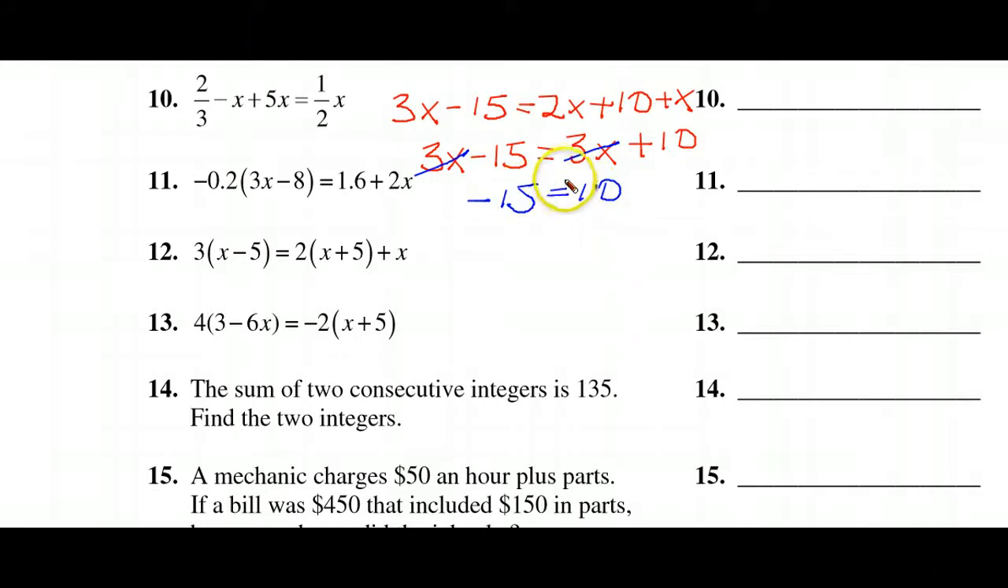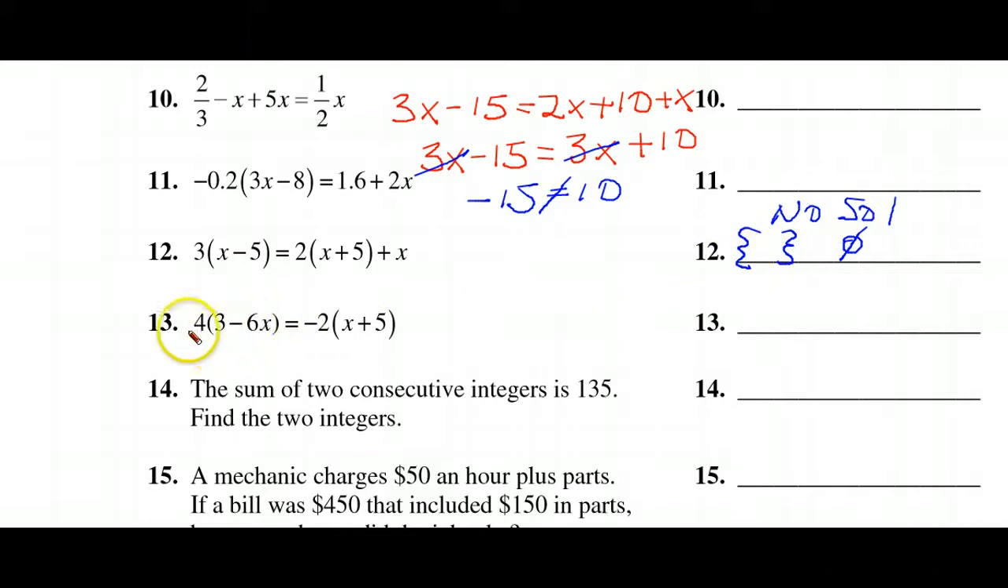No. When you get something like this, even though it looked like an equation, because the x's cancel out, for number 12, there is no solution. We can write that as an empty set or as a null set.